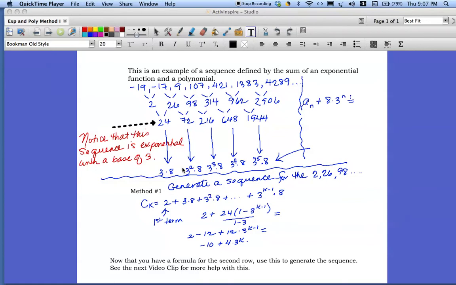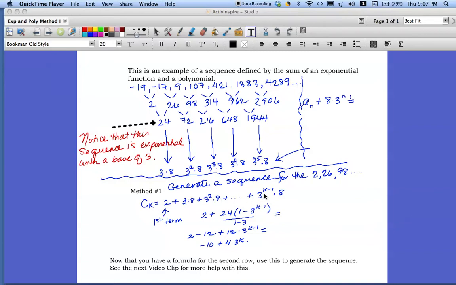So the idea is that you can now generate these terms here because you have a formula for these terms right here. So, for example, if I want to end up with this 314, I can start with the 2 and add 24 and 72 and 216. And I have formulas for those. So I would start with the 2 and add the 24 and add the 72, etc.